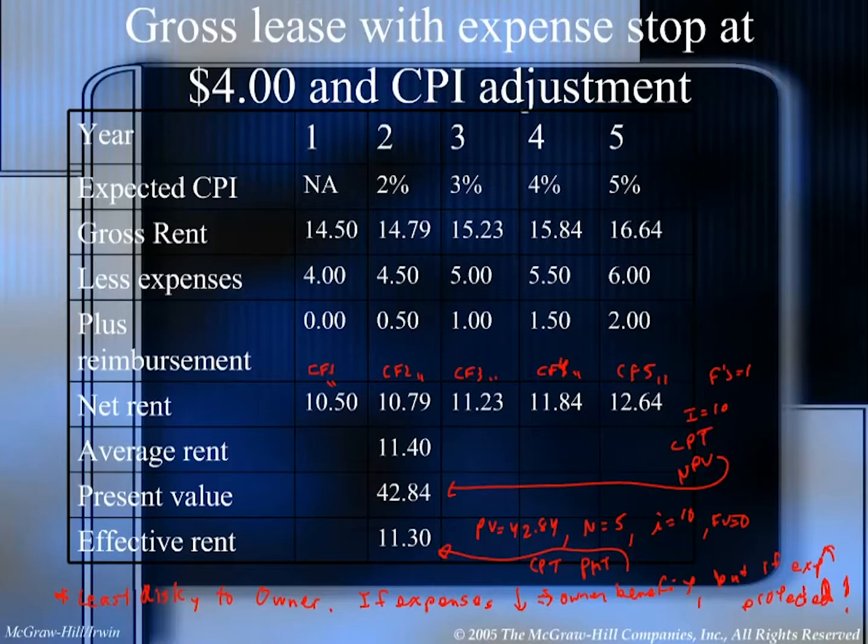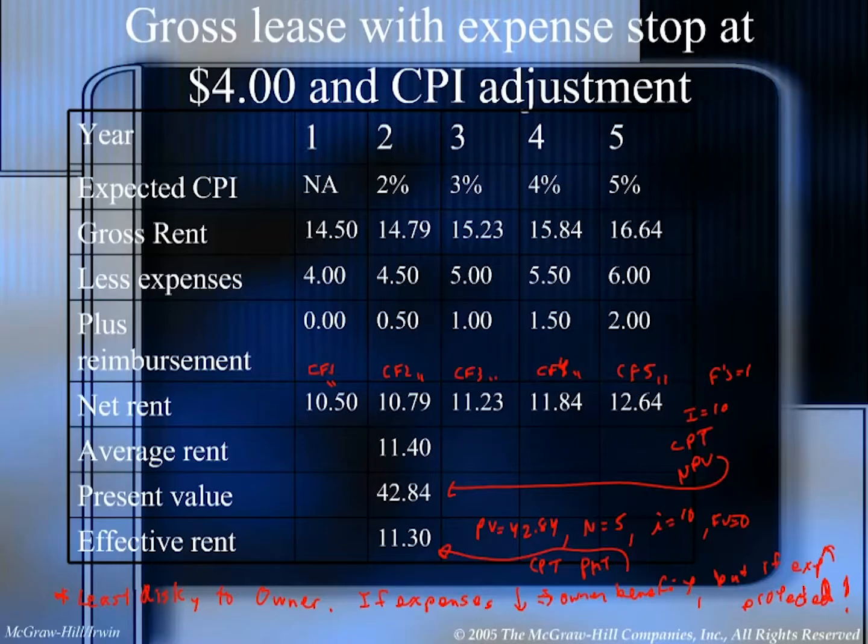That continues through. Then to find the present value of these, we'd say that the cash flow at time 1 is $10.50. All of these frequencies are 1. Time 2 is the $10.49, and so forth. And then we've been given that the required return is 10%. We just compute the net present value, and we see that the present value is $42.84.